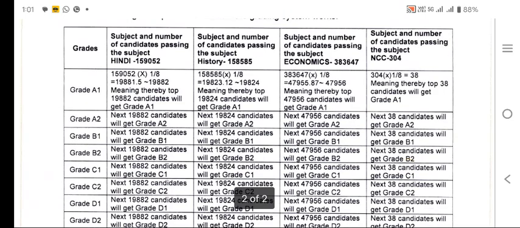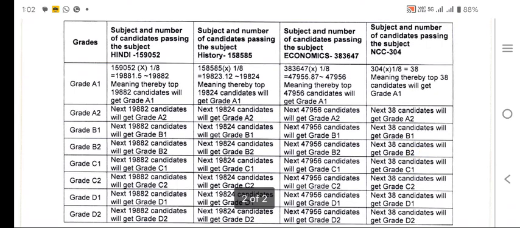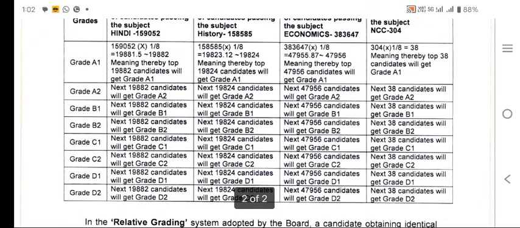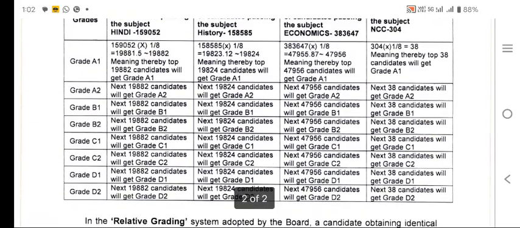The same will happen for economics. Suppose 3 lakh candidates passed the examination, 3,83,647. That means 1/8 of the first lot, that means 47,956, are getting grade A1. Suppose the next 47,957 candidates will get A2. So on the basis of the grading system, it will be like this.